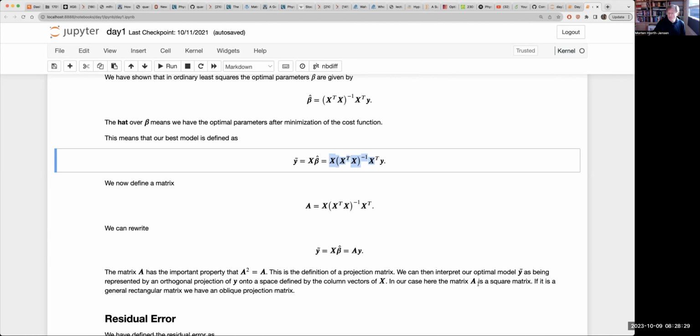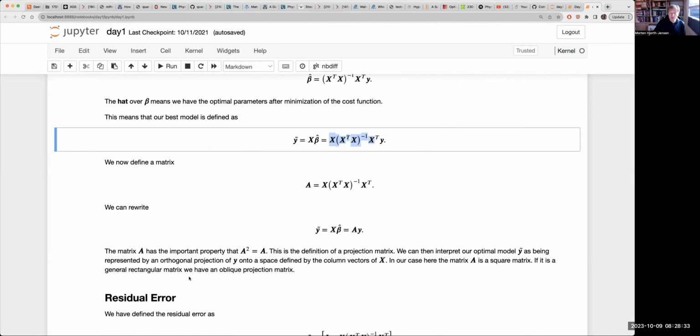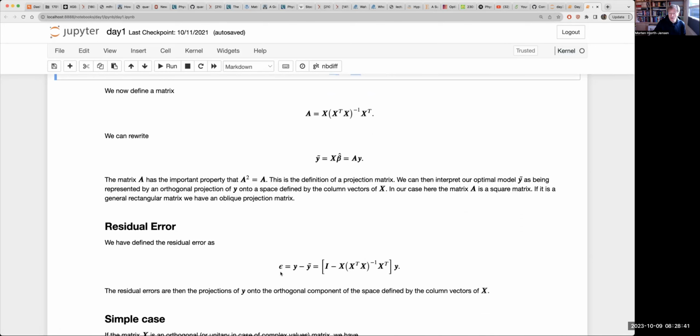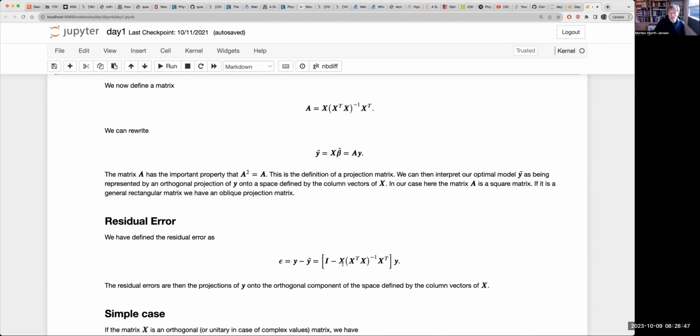And in our case here, the matrix A is a square matrix. And if it's a general rectangular matrix, we have what's called an oblique projection matrix. And then you can look at the residual error, which is the difference between your output and what the model is making. And then you will see that this is the same as the orthogonal component of the space defined by the column vectors of x.